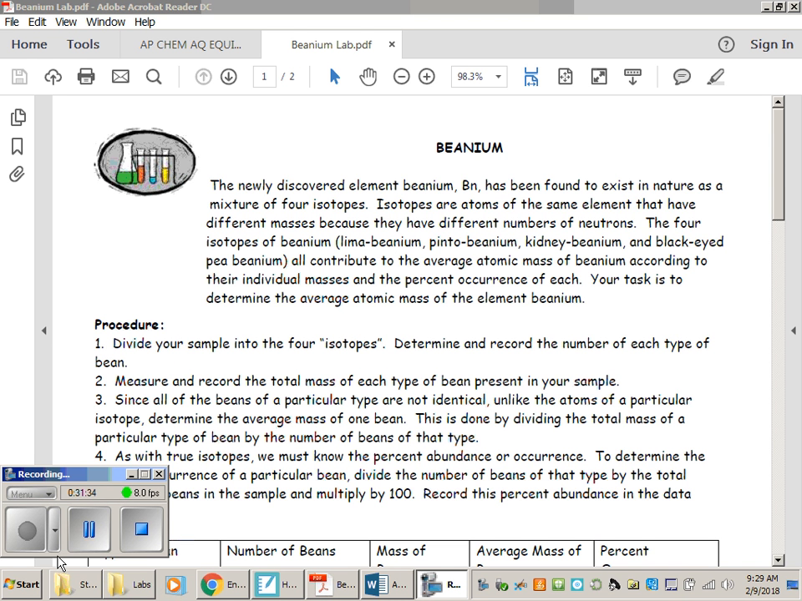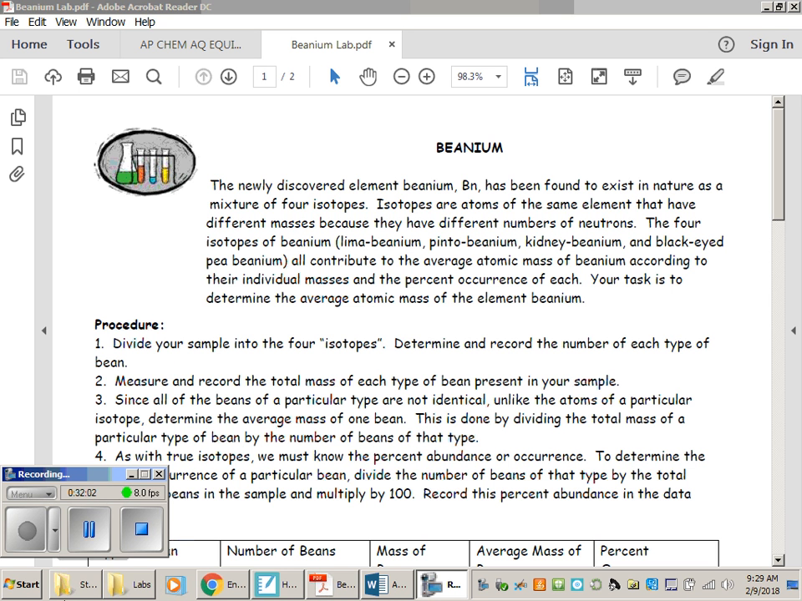So you are dividing your 4 isotopes into weigh boats, just so you can keep them together. After that, you're going to measure and record the total mass of the type of bean and so forth. So essentially, you're going to have 4 isotopes. You're going to count those isotopes. You're going to mass those isotopes, and you're overall going to figure out the average atomic mass of the element beanium. Okay? So the instructions are in your lab.